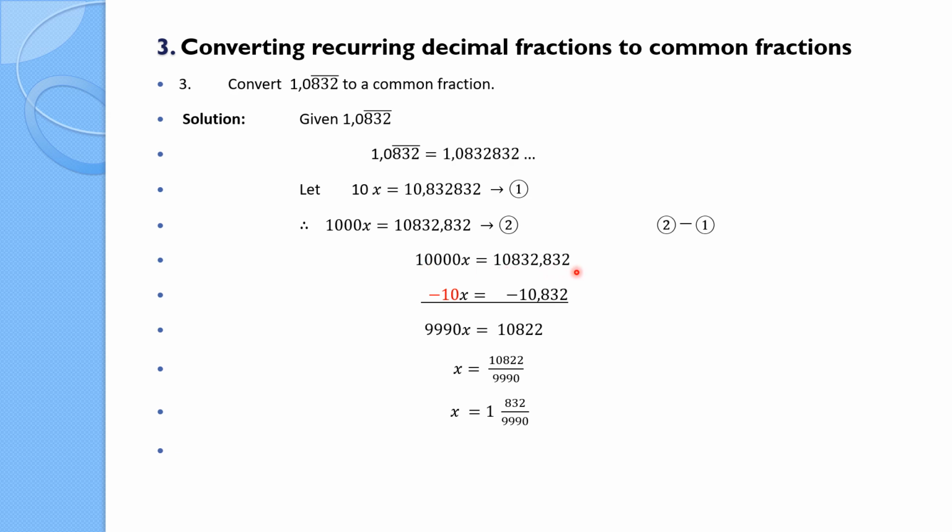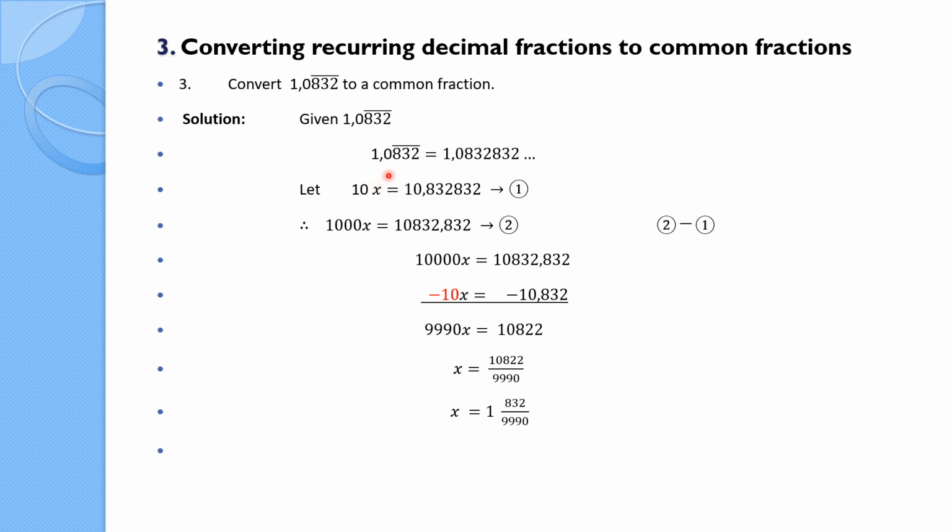10832,832. Right, so 10,000x minus 10x gives me 9,990x. And now the recurring part 832 cancels. 10,832 minus 10 would then give me 10,822. Right, subtract, or divide the 2, not subtract. 10,822 divided by 9,990. There, that goes in 1, remainder 832 over 9,990. So that is how I would convert recurring decimals.